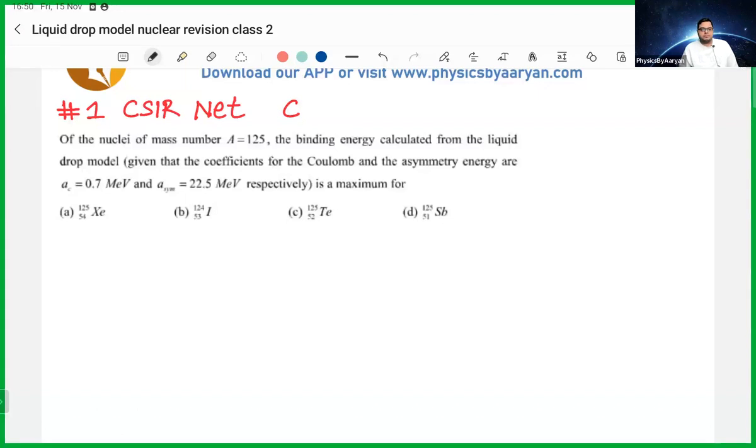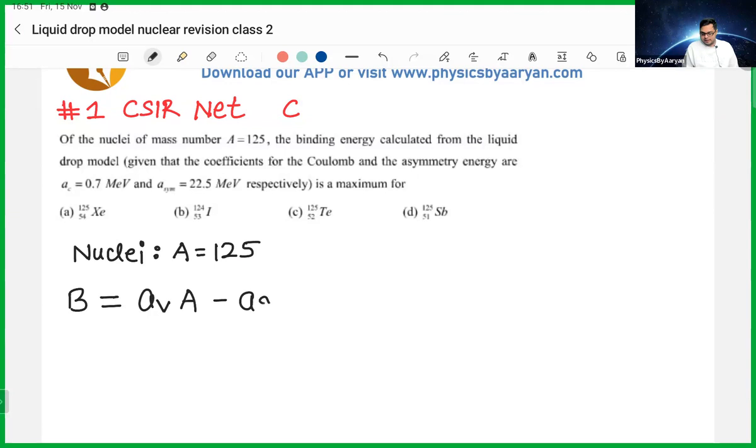Of the nuclei of mass number A, 125. So you have a nuclei. One thing which is for sure mentioned is that the mass number of this is 125. The binding energy is calculated from the liquid drop. Okay, so I will write the formula of binding energy. So I will very quickly say it is a_V into A minus a_S into A to the power 2 by 3 minus a_C into Z into (Z minus 1) divided by A to the power 1 by 3.